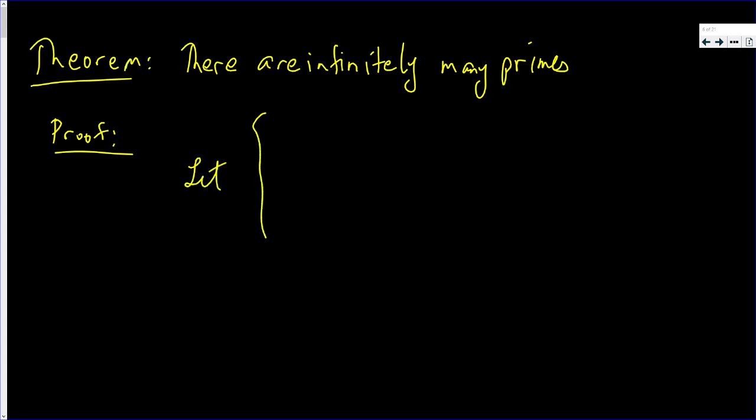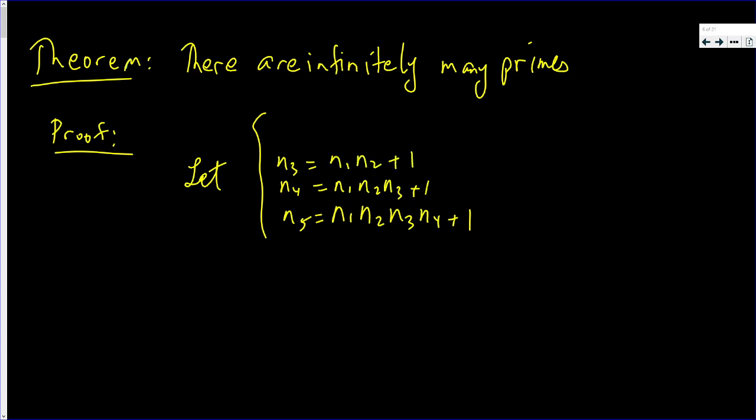Proof. Now, I'm not going to start from the top because I want you to see a pattern. Suppose I tell you that n sub 5 is n1, n2, n3, n4 plus 1. And n4 is n1, n2, n3 plus 1. n3 will be n1, n2 plus 1. n2 will just be n1 plus 1. And n1 will be the number 2 itself. And in general, n sub k will be n1, n2, up to n sub k minus 1, plus 1. Okay.